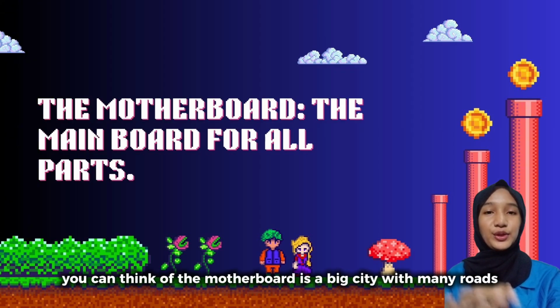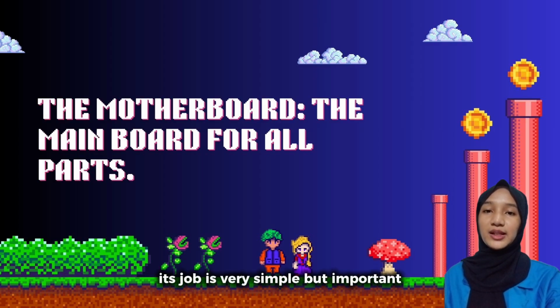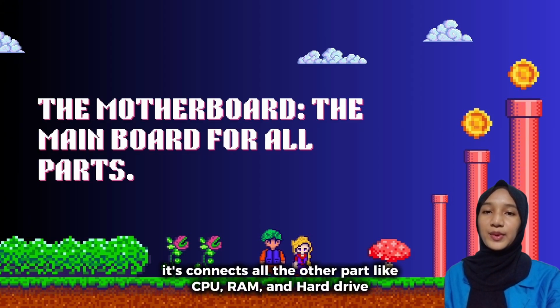You can think of the motherboard as a big CD with many rods. It is many circuit board inside the computer. Its job is very simple but important. It connects all the other parts like CPU, RAM, and hard drive.